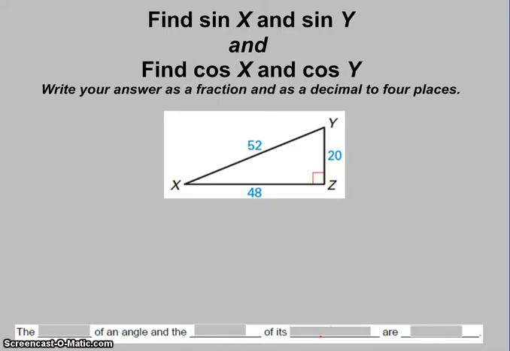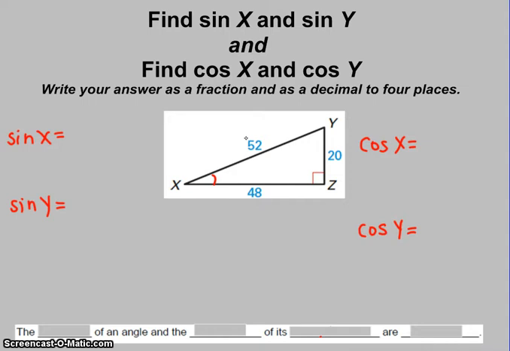So here we have a problem with triangle XYZ, and we need to find sine of x, sine of y, cosine x, and cosine y. Alright, so what I'm going to do is put over here sine x equals and sine y equals. I also want to look at the cosine of x, so I'll write that over here, and the cosine of y. So we need to pick one of the angles, either x or y. So let's start with x because it's first before y in the alphabet.